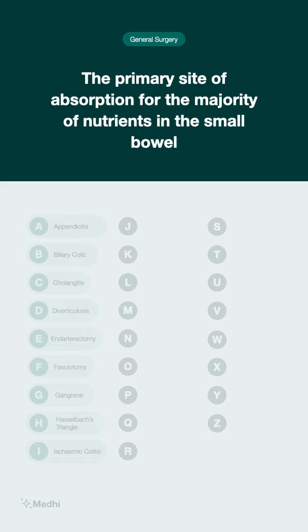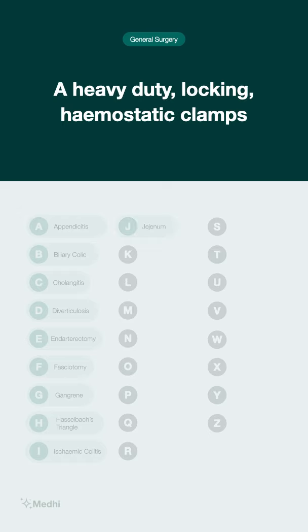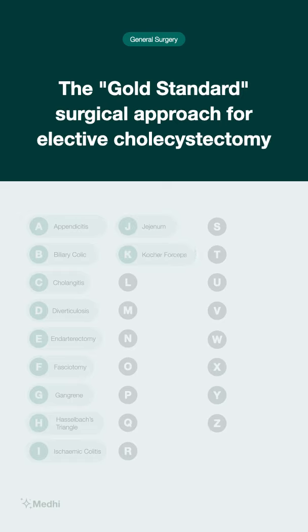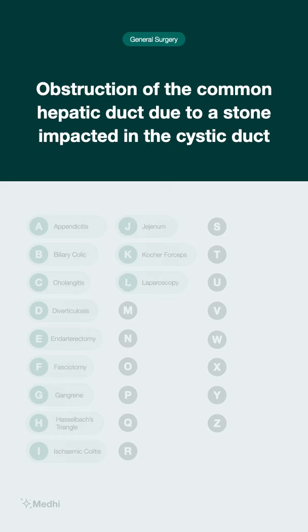Ischemic colitis. The primary site of absorption for the majority of nutrients in the small bowel. Jejunum. Heavy-duty locking hemostatic clamps. Kocher forceps. The gold standard surgical approach for elective cholecystectomy. Laparoscopy. Obstruction of the common hepatic duct due to a stone impacted in the cystic duct.